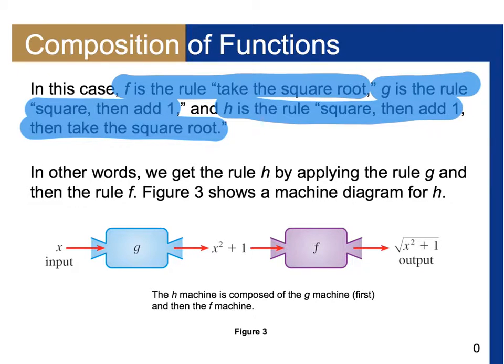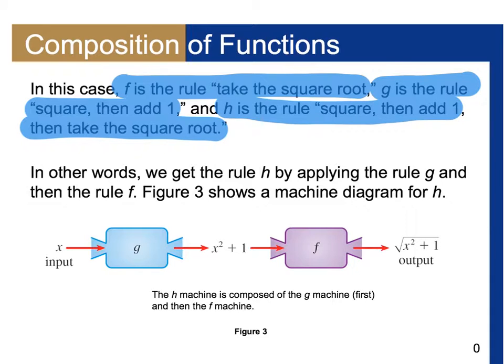So we can also look at this as sort of like a black box or machine. Sorry, our x is going into g first, and then out comes x squared plus 1, because g of x is x squared plus 1. And then we take that output and put it into f. So now we're going to take the square root of x squared plus 1 to get our result. Okay, so the h machine, or the h box, is composed of the g machine first and then the f machine. And that looks like this.